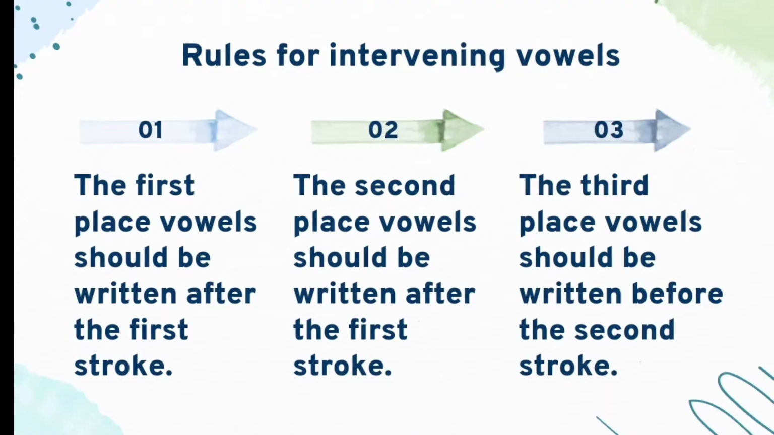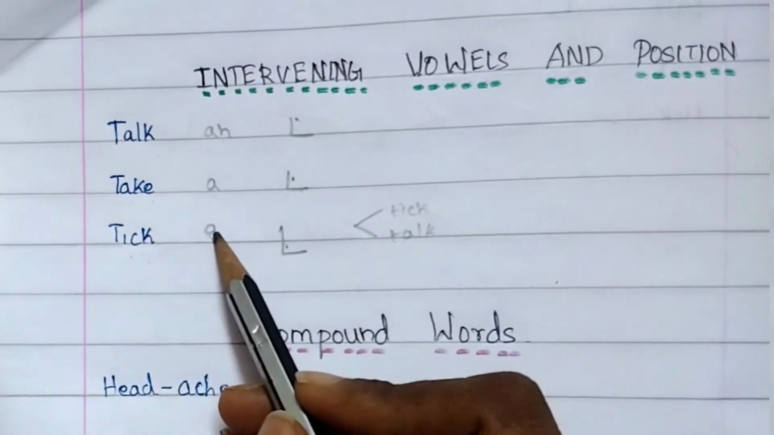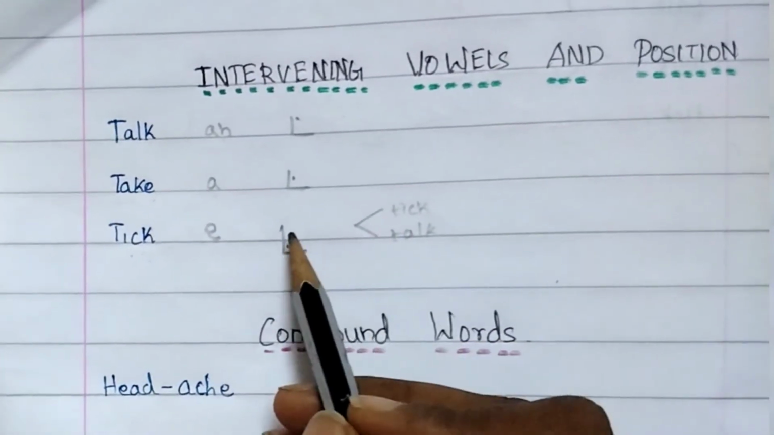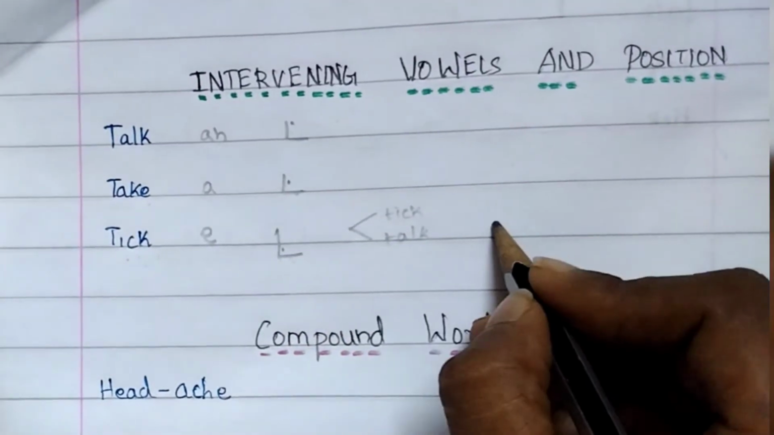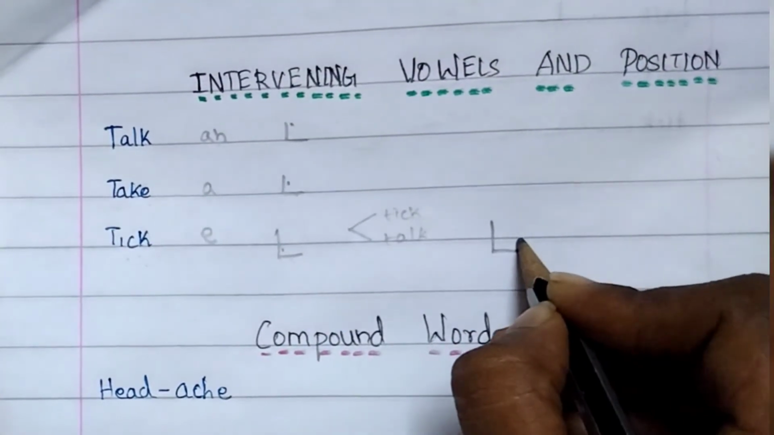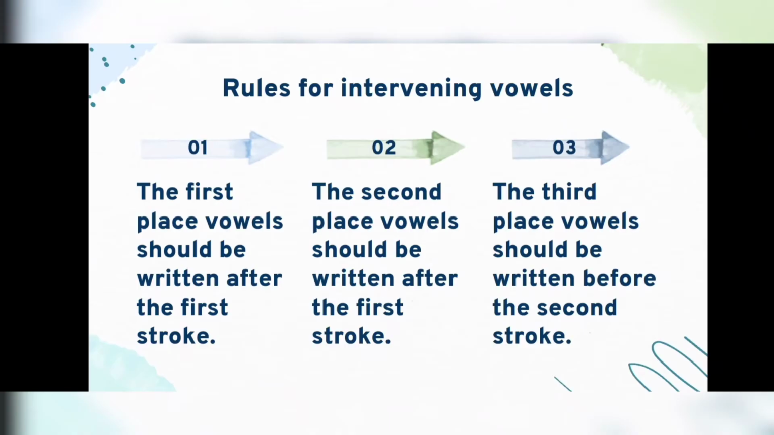And the third rule is the third place vowel that occurs between two strokes should be written before the second stroke. For example, take the word tick. It has a third place vowel that occurs between two strokes. So it should be written before the second stroke, that is K. These are the three rules for intervening vowels.